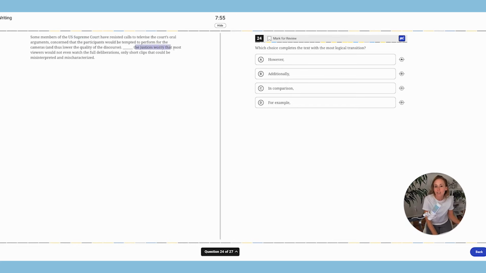It says, the justices worry that most viewers would not even watch the full deliberations, only short clips that could be misinterpreted and mischaracterized. This sounds like a separate worry. They're also worried that people aren't going to watch the whole thing anyways, and then they're going to take things out of context and misconstrue the whole proceeding, so then people are going to think something happened that really didn't. Because they're talking about two different worries that the U.S. Supreme Court has about recording in the courtroom, we need a support additionally.